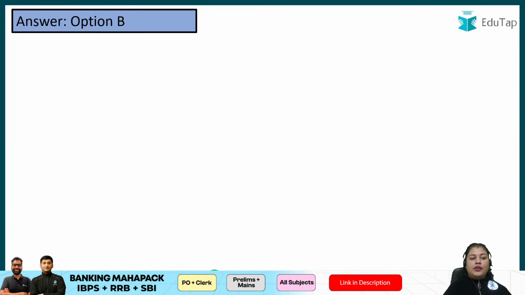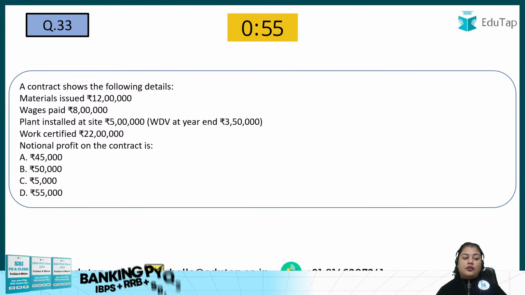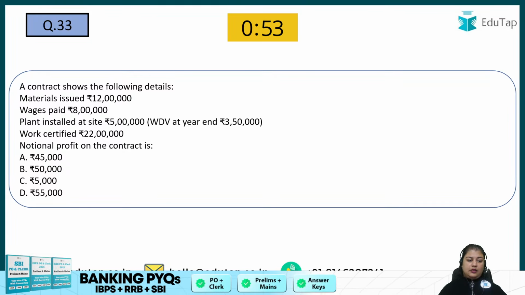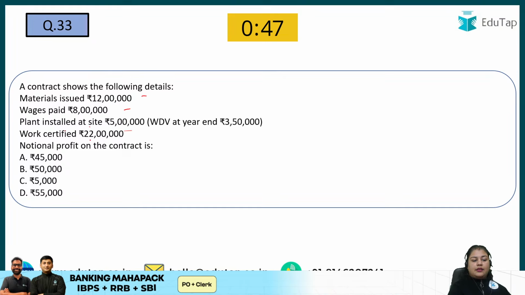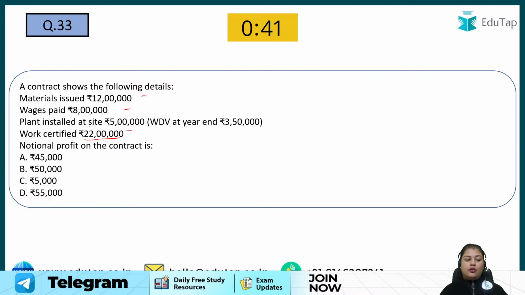Okay, moving ahead. Question number 33, again a numerical based question. A contract shows the following details. You have the materials, you have the wages, plant installed at site, and work certified is given to you 22 lakhs. What will be the notional profit on the contract? जो previous formula था वो हमारा वही अब हमने उसको execute करना है.